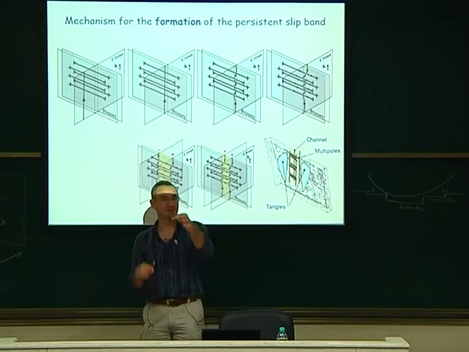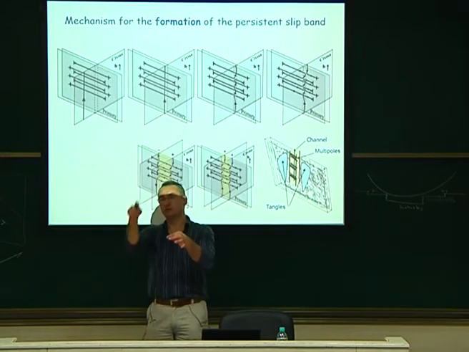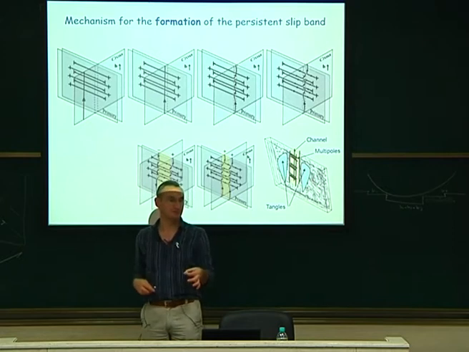Prismatic loops, you know that it is interstitial or vacancy. It will create a punch or an extrusion at the surface. Okay?